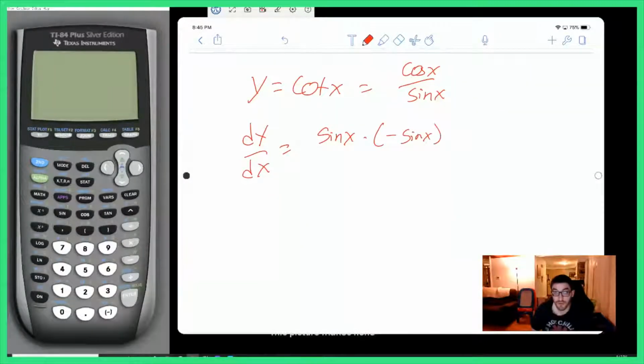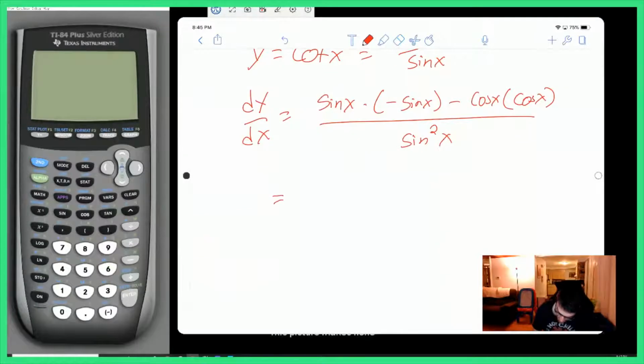It's a co, so it's negative, and the derivative of cosine is sine, minus the top function, the high function, so cosine x times the derivative of the low function. The derivative of the low function, sine, is cosine. Then we do it over the bottom squared. If I clean this up a bit, I have a sine times a negative sine, which is a negative sine squared x.